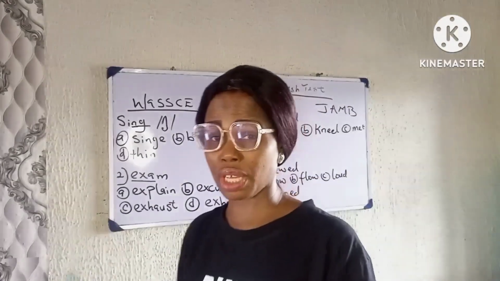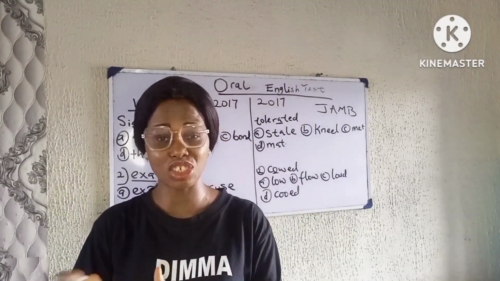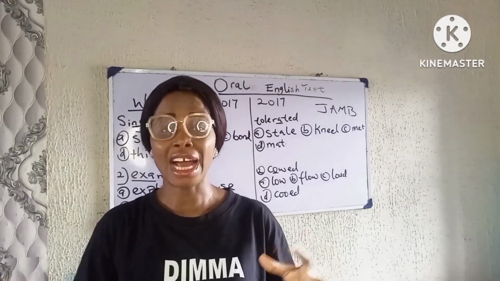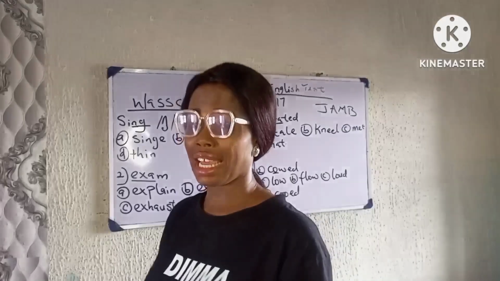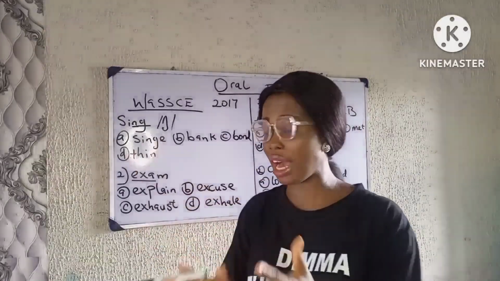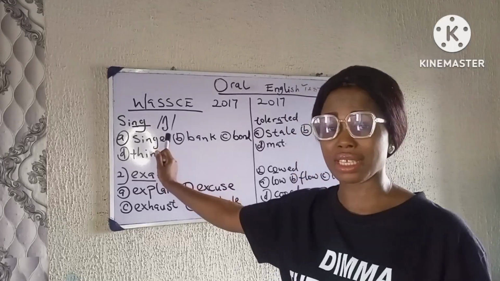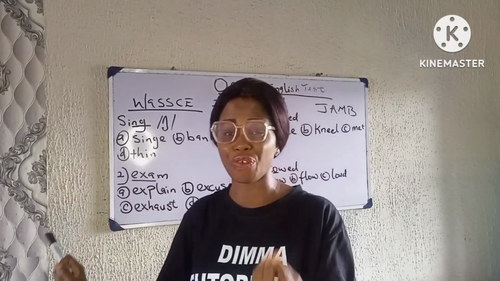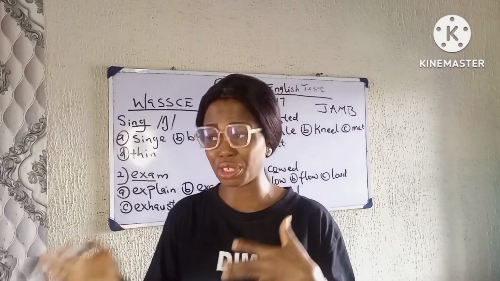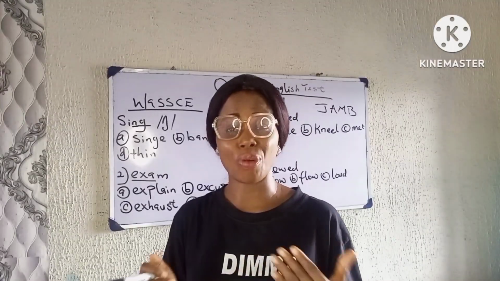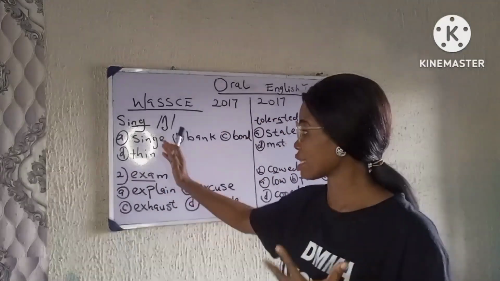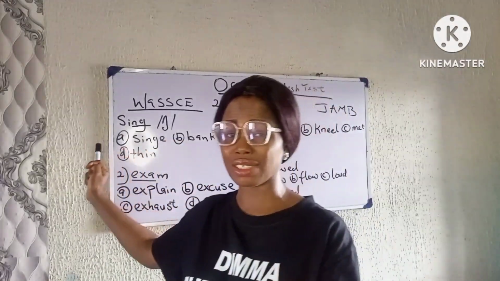Now when you have N and G together in a word, at the end of a word, then the N and G will be pronounced together as one sound. So the two of them will have this singular sound. When you find N and G together at the end of a word, the two letters will be pronounced as one sound.